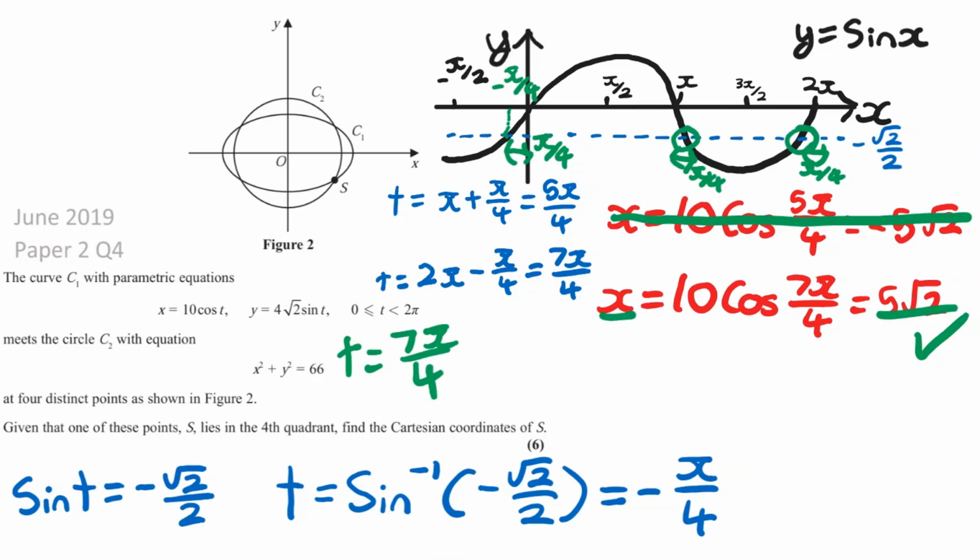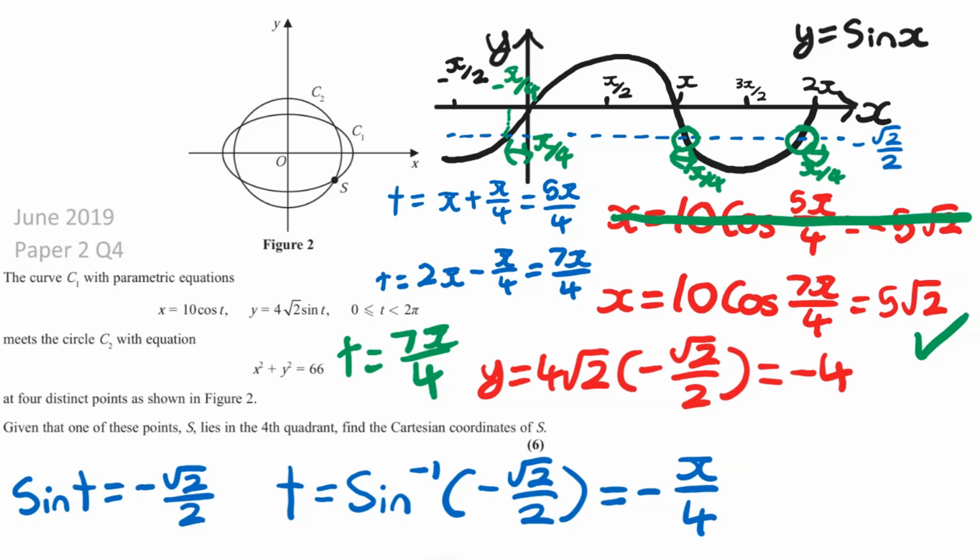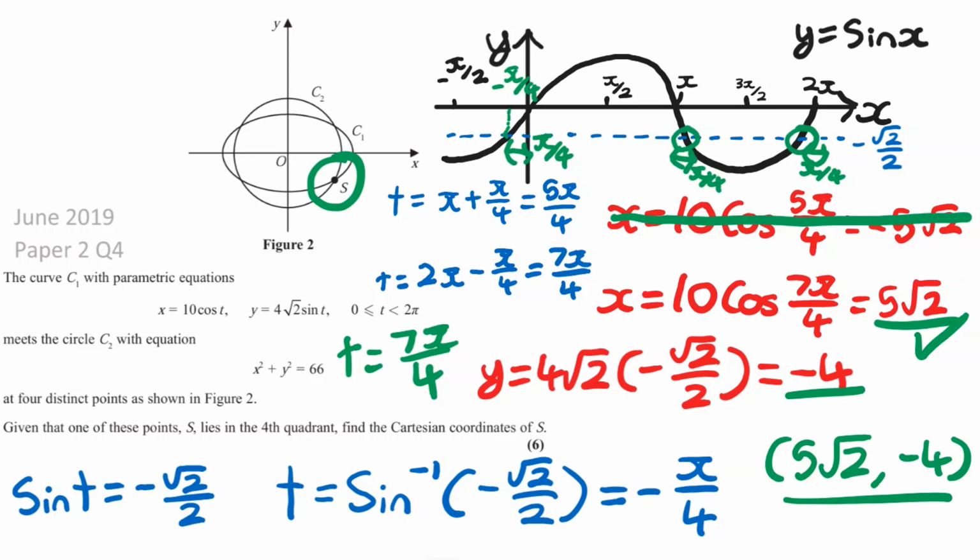We know that x is equal to 5 root 2. So all we just need to do now is find y, and we can do it using this parametric equation here. So y is equal to 4 root 2 sin t. We already know that sin t is equal to minus root 2 over 2, so 4 root 2 multiplied by minus root 2 over 2 is equal to minus 4. So x is equal to 5 root 2, y is equal to minus 4. Therefore the coordinates of this point here, s, are 5 root 2, minus 4.